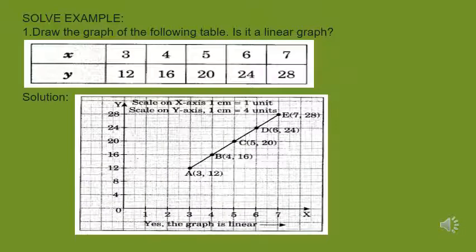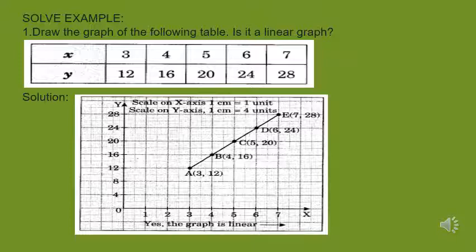So students, on the basis of linear graph and Cartesian plane, here we have some solved examples. The first one is: draw the graph of the following table. Is it a linear graph or not? Here we have to represent the given information in the form of graph and identify whether the given graph is linear or not. So using the given information we have to represent it.